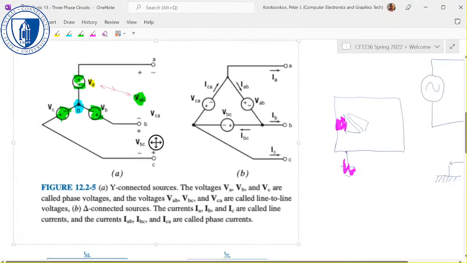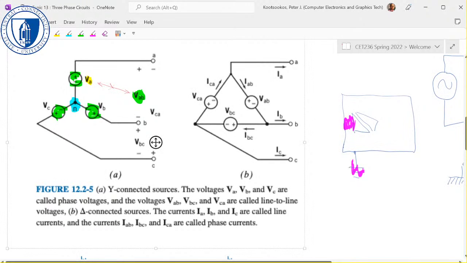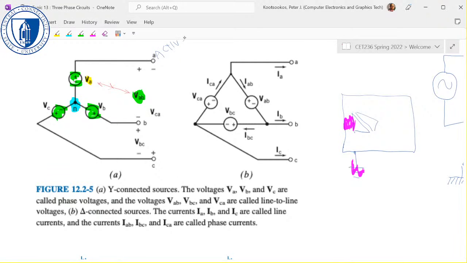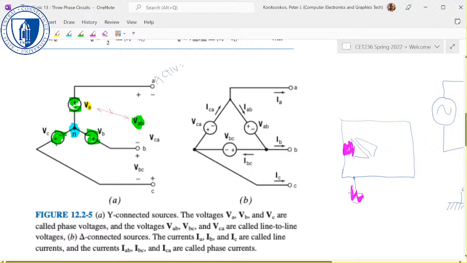Again, I don't know whether that answers it, but okay. So this is one active. This is another active. This is another active. This point here is the neutral.